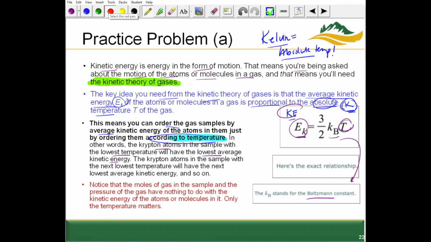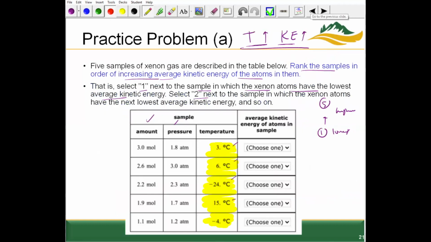So what we're noticing is that the moles of the gas in the sample and the pressure of the gas have nothing to do with the kinetic energy of the atoms or molecules. Only the temperature matters. So seeing a problem like this, we can almost just cross out these columns. We're only focusing on our temperature.